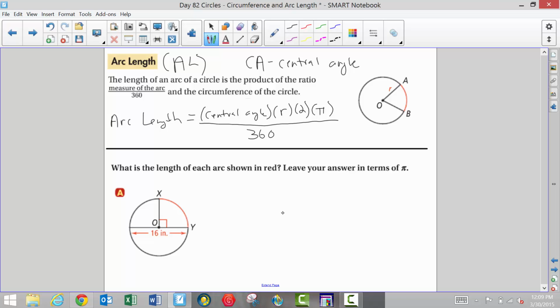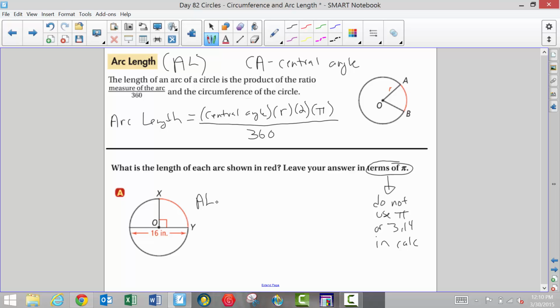So what is the length of each arc shown in red? Leave your answer in terms of pi. A little side note: in terms of pi, do not use pi or 3.14 in the calculator. You don't evaluate pi at all, and you're going to have pi in your answer. So I want the red arc. I want the arc length, not the arc measure. I want the length from X to Y on the circle.